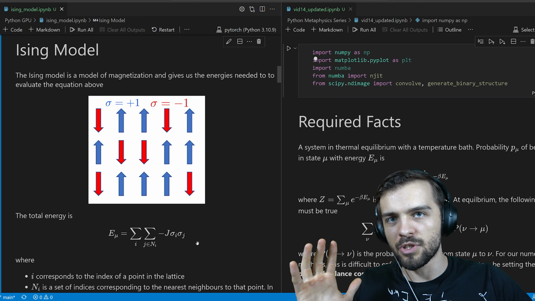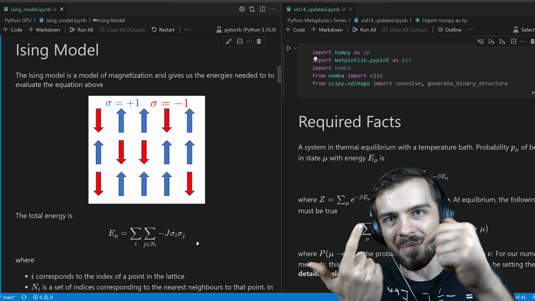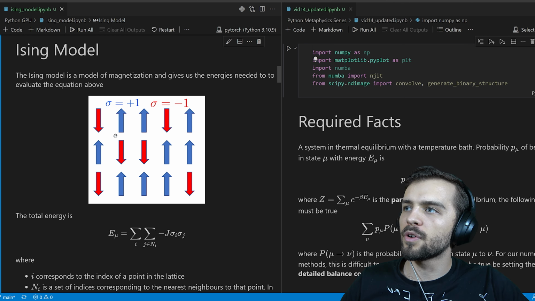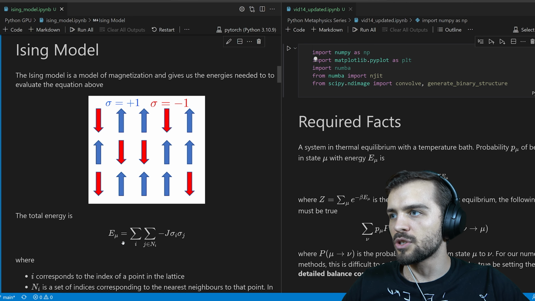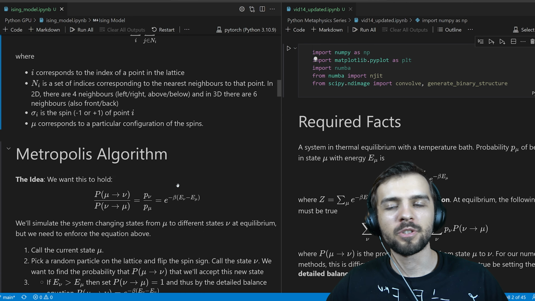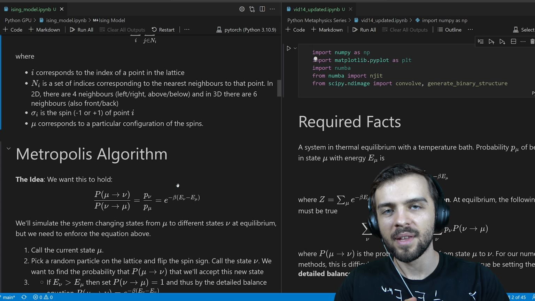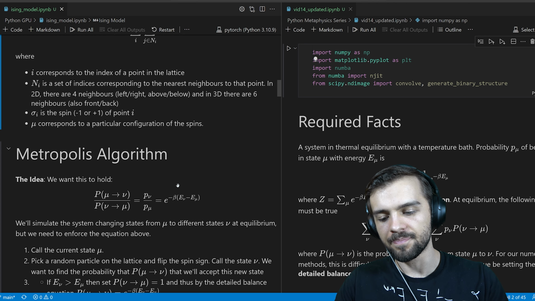So the higher contributions of the energy are where the neighbors are misaligned with the point in the center. So this sum, you then sum over all the points in the lattice, and that gives you the total energy of the lattice. So let's just remember what the idea is here. We want to take a system of spins, and we want to know how the spins are aligned and what the energy is at a given temperature of the system.